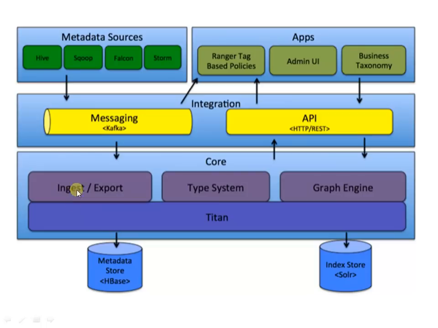It has a core component for ingestion and export, and in the backend it's using an HBase database for the metadata store. It also requires Solr for indexing. Between the different components, the message passing is through Kafka. We can connect to Atlas with REST API calls, and we also have an admin console to manage and monitor. So this is the core structure of Atlas.